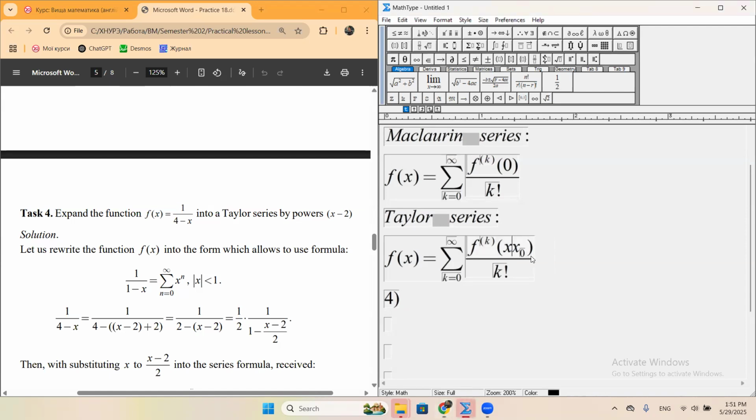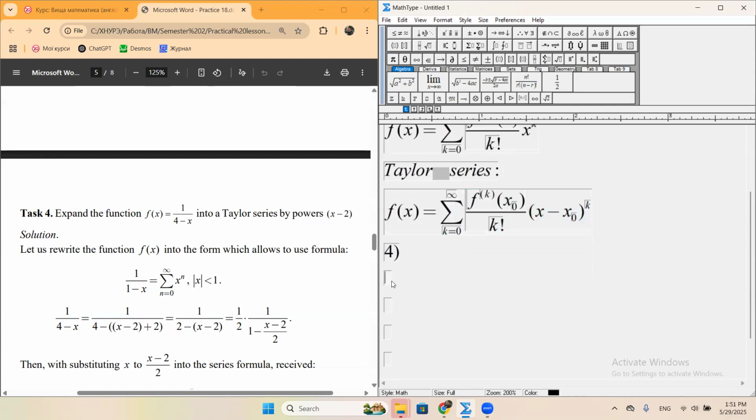Ah, stop. Here will be x0, not x, but x0. And I forgot x, I lost x here in Maclaurin series. And here will be x minus x0 in power of k. So this is the general form of Taylor series. Okay.